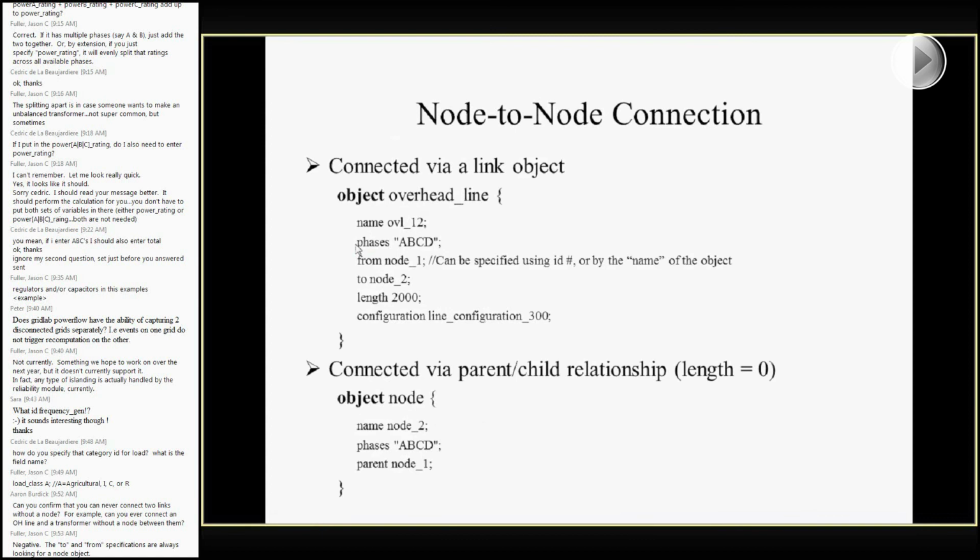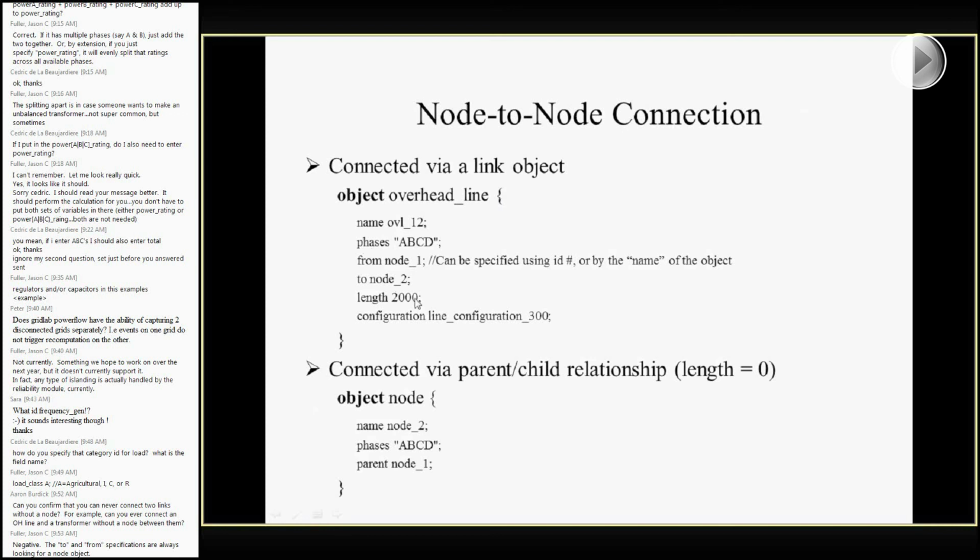So then if we wanted to do a node-to-node connection, that's where the links are used. So if we want to do an overhead line object between node 1 and node 2 of a system, this particular one says it's a 3-phase line in a delta configuration, so there's no neutral. And you're going from node 1 to node 2, and it's 2000.